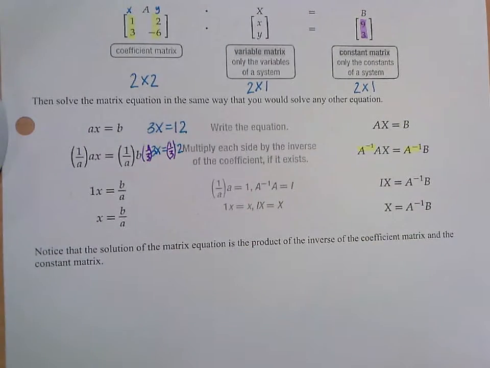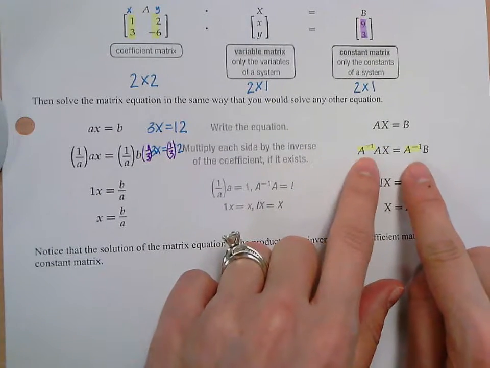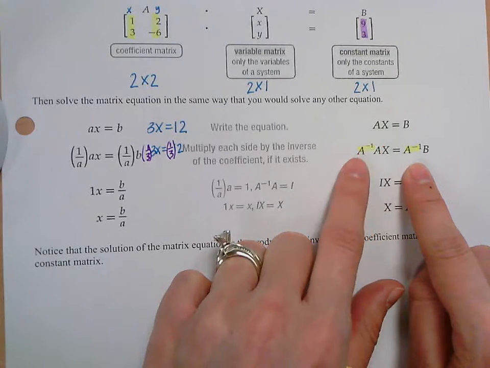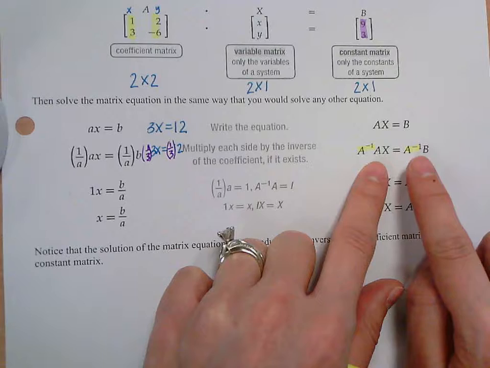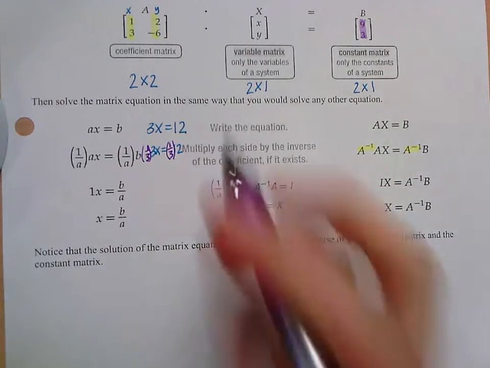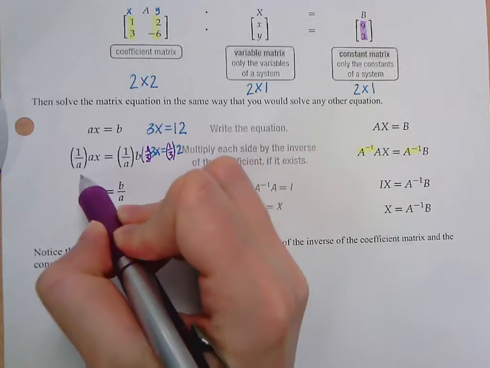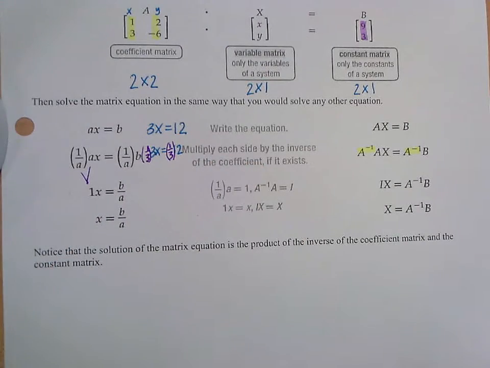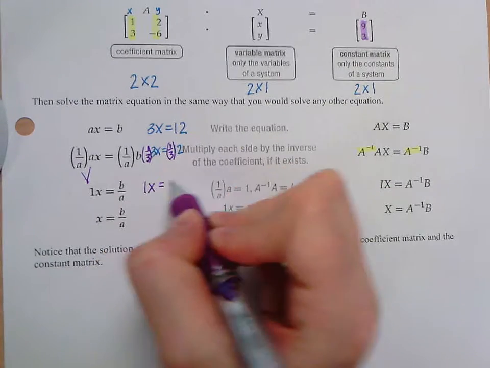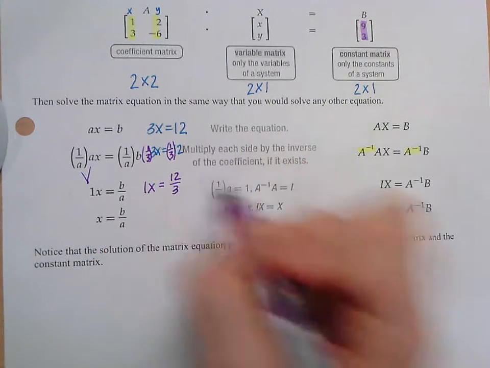Notice, since the order you multiply matrices matters, that I'm multiplying by A inverse on the left side. So I have A inverse times A, and then on this side it has to be A inverse times B, not the other way around, not B times A inverse. When you multiply inverses, like I know 1/3 times 3 would just be 1. So when you multiply inverses, it's equal to 1 when you have numbers. So this would be 1x is equal to 12 divided by 3.